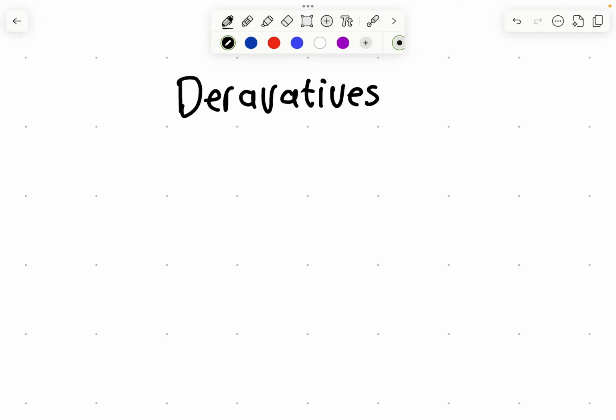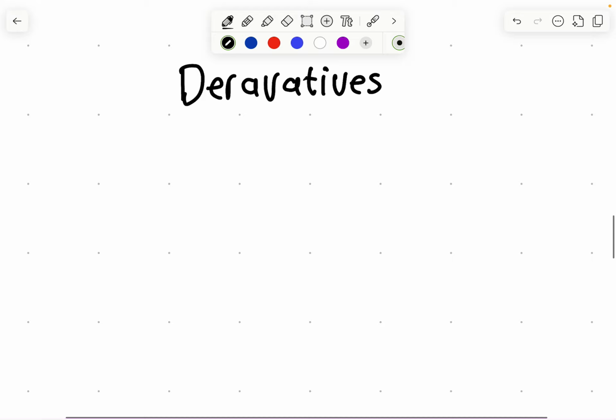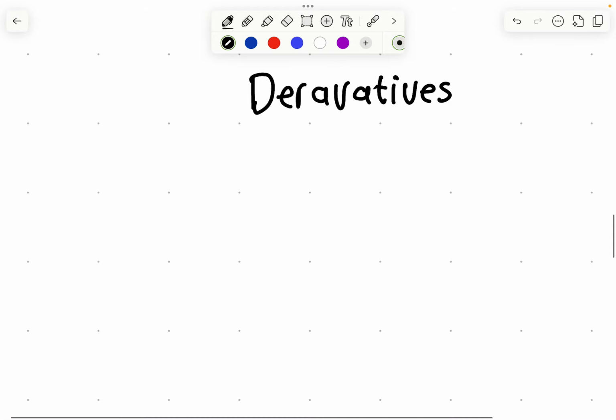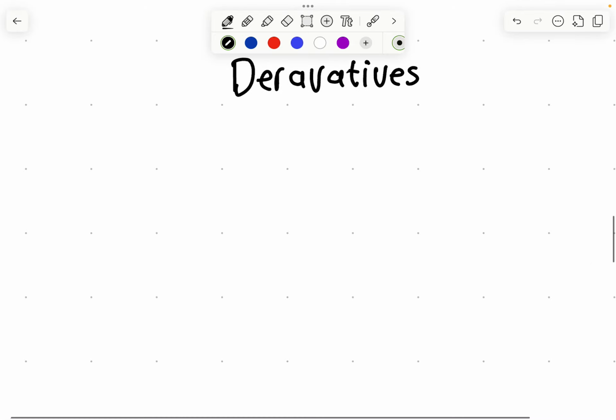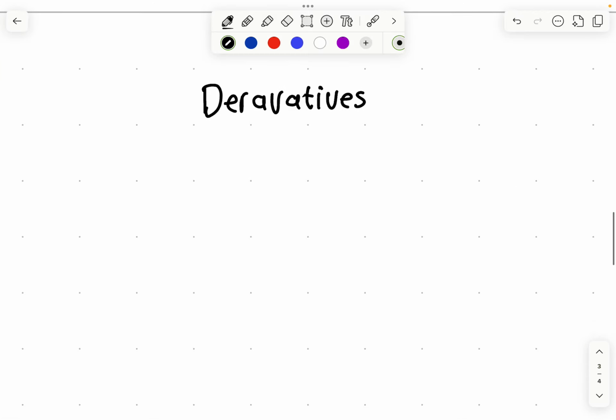Today we're going to be doing derivatives. Okay? We're going to be doing derivatives. So how can you find a derivative of a certain function? There are certain rules in order to be able to derive something. You must have certain rules.